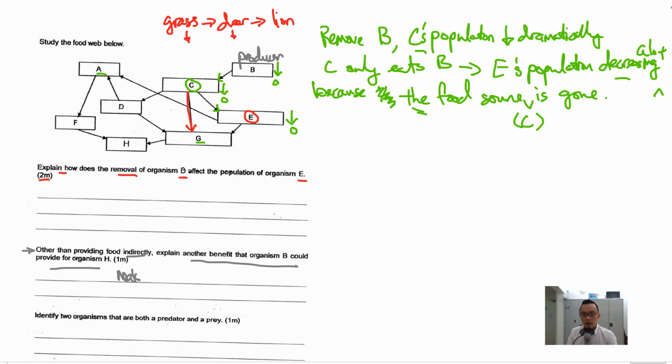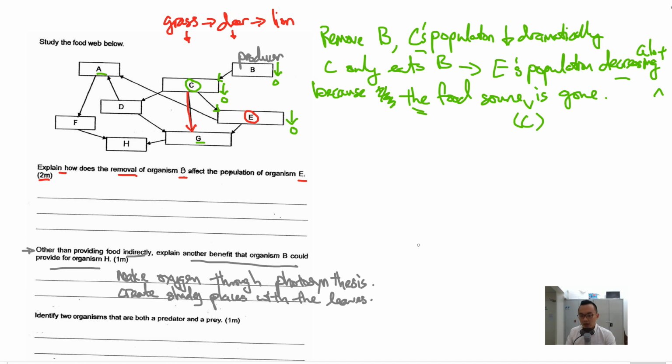All right. And what other benefits do food producers have? They make oxygen through the process of photosynthesis. So one other benefit is that producer B creates oxygen, or you can even say they create shady places with the leaves. Okay, so that's one other benefit of trees or plants.